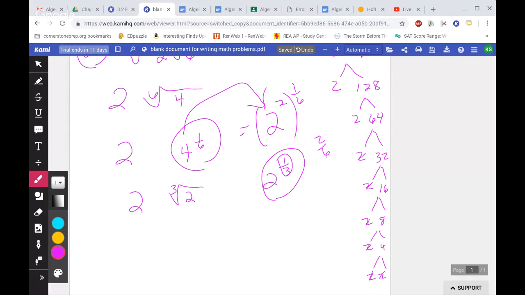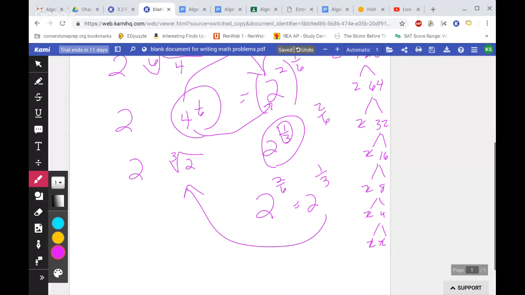But what happens to the 4? It's this 2 squared. Okay. So I have 2 squared to the 1/6. And whenever I have 2 squared to the 1/6, then what do I do? Well, then I would have 2 to the 2/6, right? Which equals 2 to the 1/3, which is that. Oh my gosh. Okay. All right.